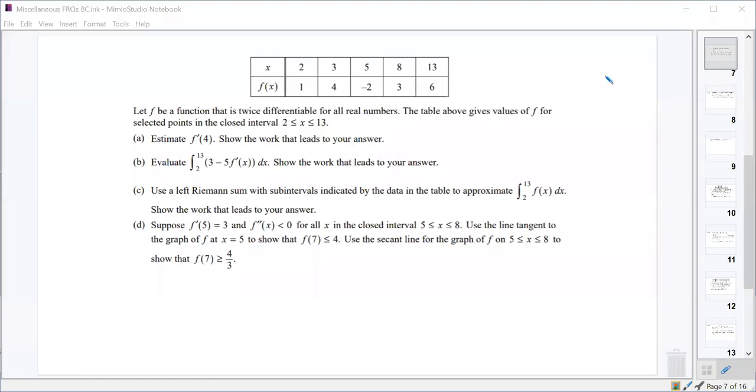All right, so let's run through part A real quick. Part A just wants us to find f prime of 4. F prime of 4 will approximate that since we're given values of f of x by just looking for the average rate of change between 3 and 5. So we'll do negative 2 minus 4 over 5 minus 3, which would be negative 6 over 2, or negative 3. So that should be one easy point there. Everybody good with part A?